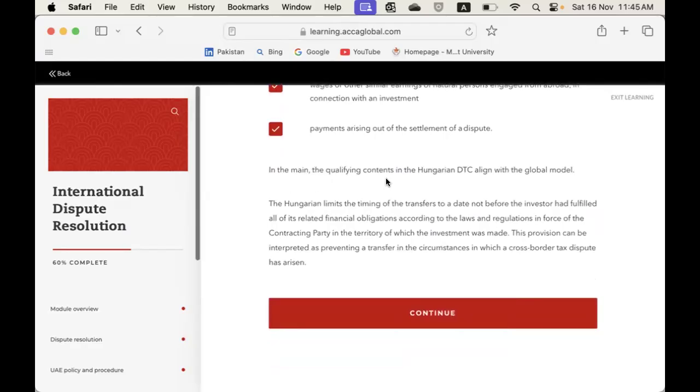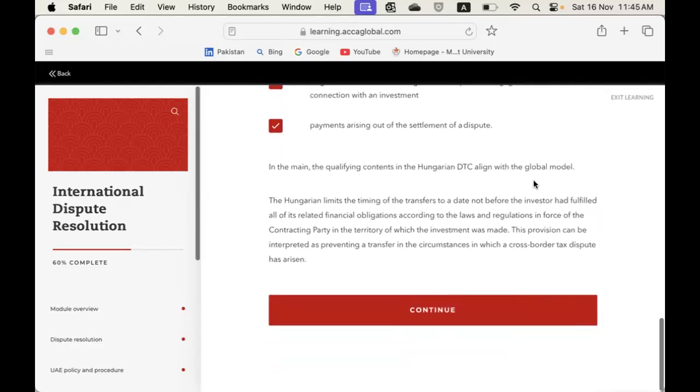In the main, the qualifying contents in the Hungarian DTC align with the global market. The Hungarian limits the timing of the transfers to date, not before the investor had fulfilled all of its related financial obligations according to the law and regulations in force. So if there were already genuine financial obligations, they have to be settled naturally, of the contracting party in the territory for which the investment was made. The provision can be interpreted as preventing a transfer in the circumstances in which a cross-border tax dispute has arisen. That's why, because it clearly says that any financial obligation in line with the laws and regulations needs to be settled first in order for compensation to take effect.